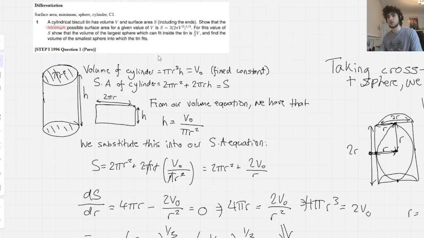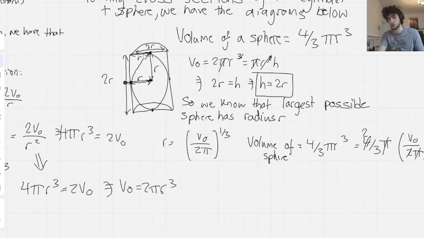Okay, the last part of the question, we need to find the volume of the smallest sphere into which the tin fits. So in the previous question, we were shoving a sphere into our tin. Now we're shoving a tin into our sphere. So we're just making the sphere as small as possible such that we can fit our tin within it. This actually looks exactly the same, so we can use the same idea with the cross section.